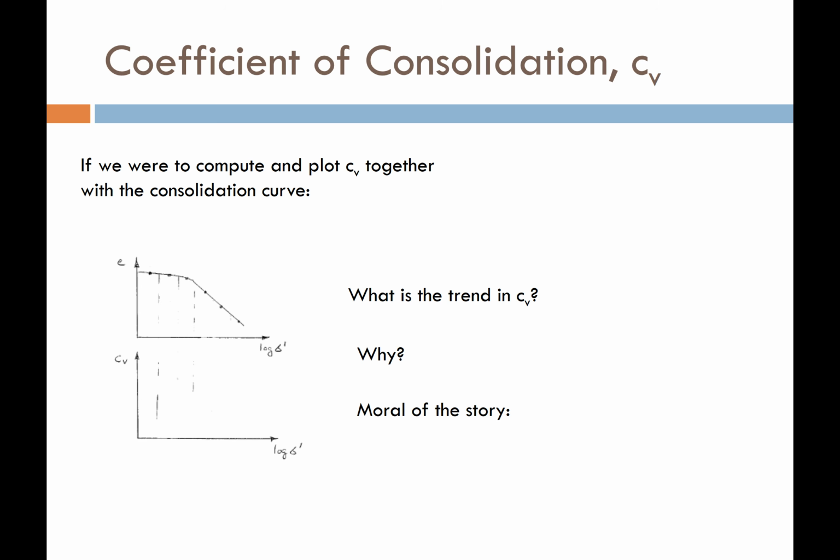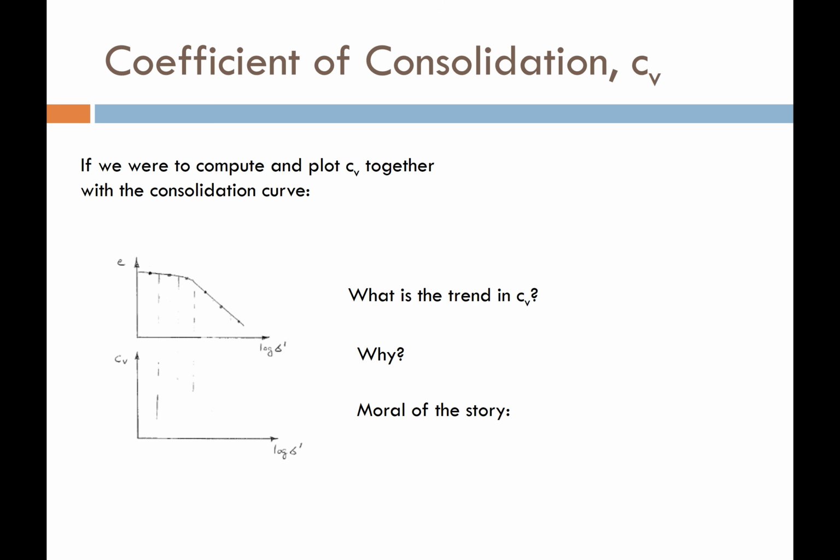Let's talk a little bit more about this parameter, the coefficient of consolidation, or C sub v. Now, C sub v changes with whatever the stress is that the soil is feeling. So C sub v is not a constant parameter for the soil. It changes depending on the stress that the soil feels.